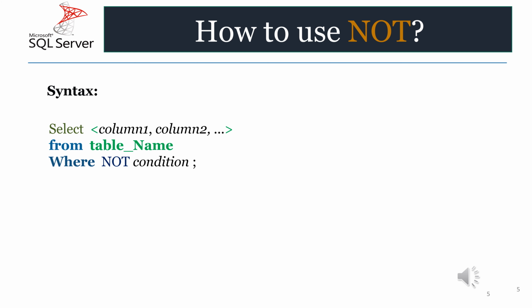Lastly, NOT is like saying I don't want this condition to be true. When you are having such a type of scenario, that time you can use the NOT operator. It helps you to exclude the things that you don't want in your search result. And the syntax for the NOT operator is select column 1, column 2 from table name where NOT, and provide your condition to filter out the record.